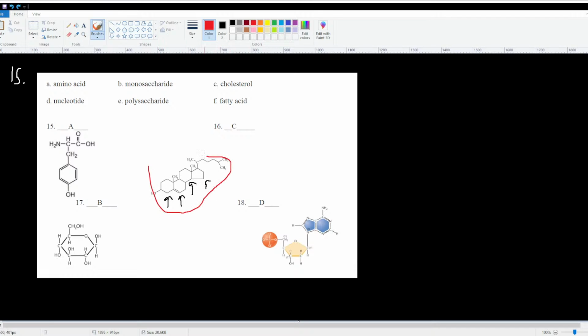There's just the four-ring structure that's mostly nonpolar, so it tells us it's a lipid, and it's not a fatty acid, so it's going to be C, cholesterol. How about a monosaccharide? How about this one, right?